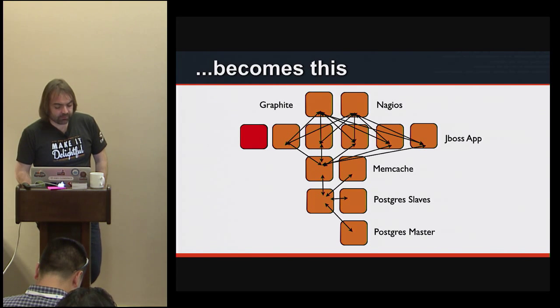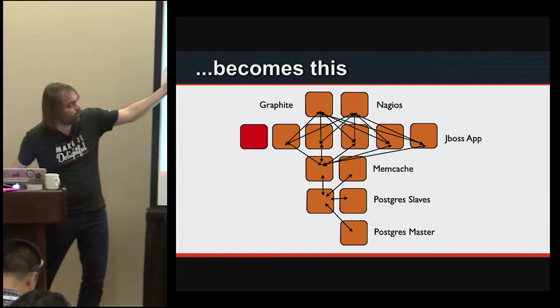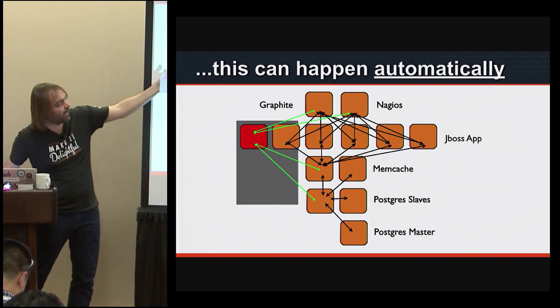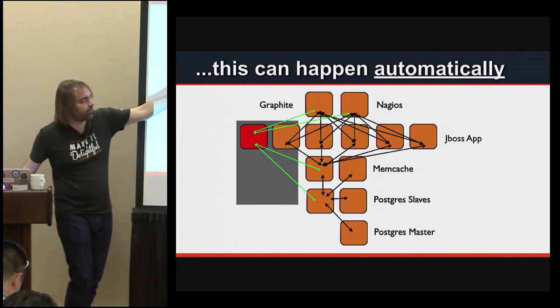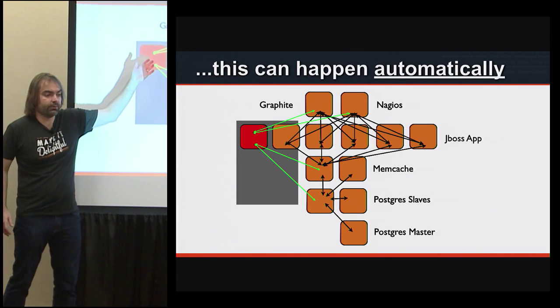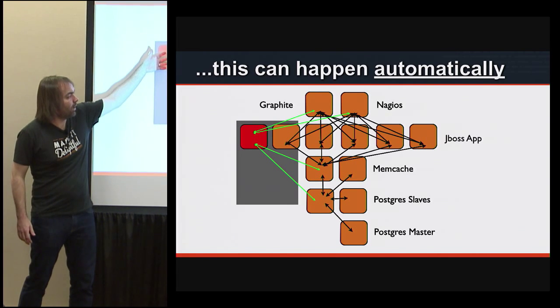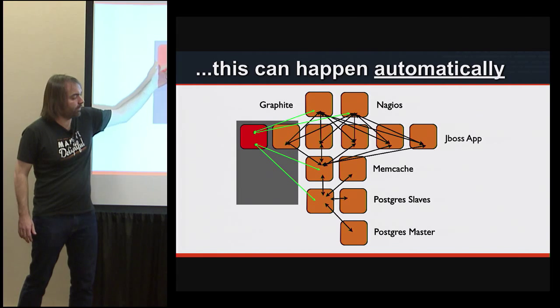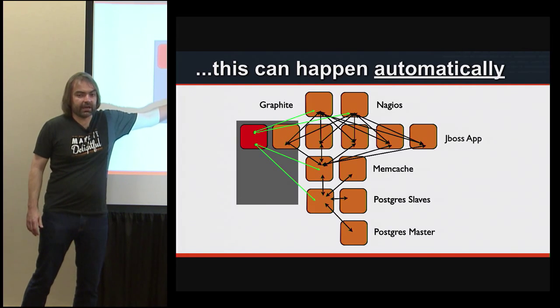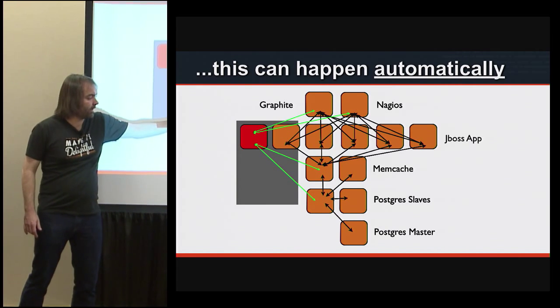So when you have this and you have to add in a new node, what Chef allows you to do is kind of automatically do this by being able to search. Nagios can search for the new node that just got added. This node has intelligence to be able to search for, okay, what's my Memcache cluster, what's my Postgres slaves, and so forth.